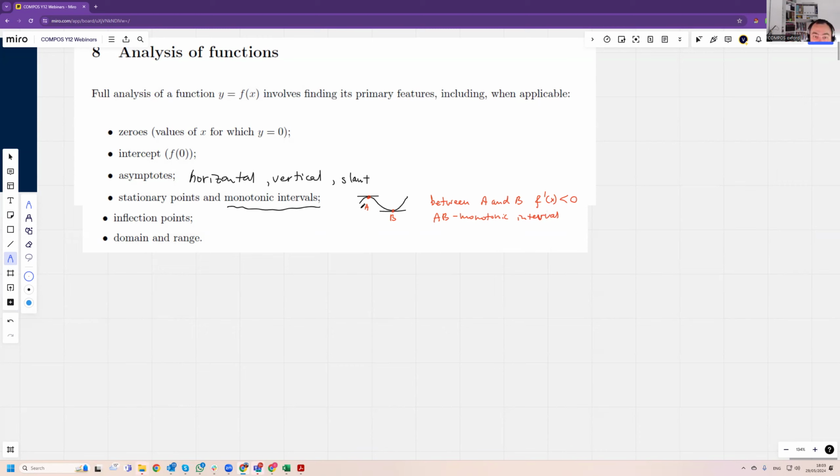Inflection points, that's a point here, where the graph stops behaving like this and starts behaving like this. A concave becomes a convex graph. Domain and range. I hope everyone's familiar with domain and range. Any questions?